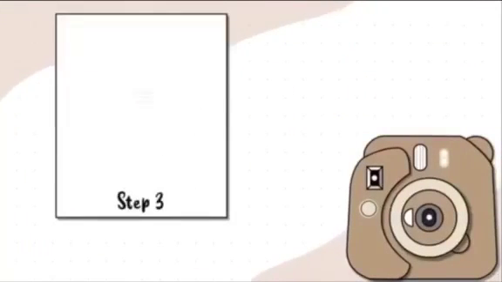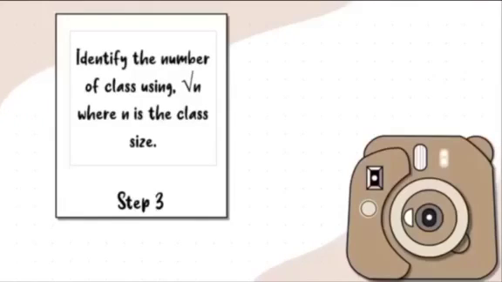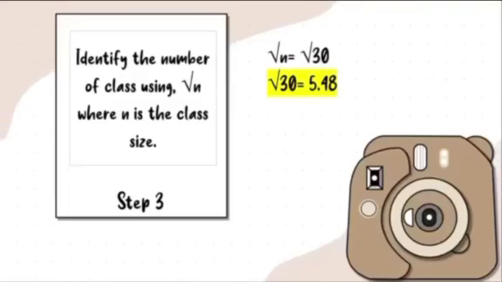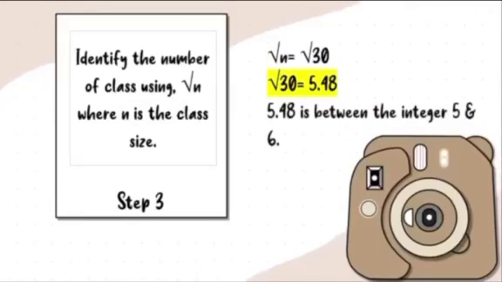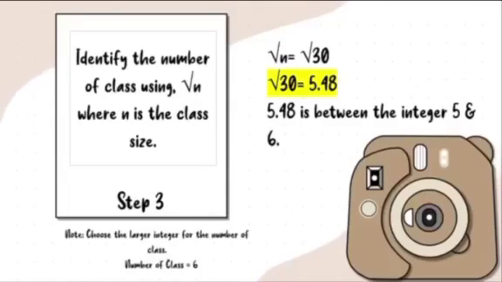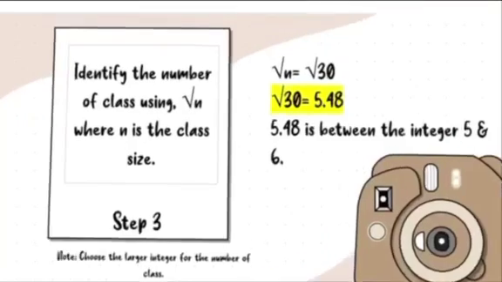Step 3. Identify the number of classes using the square root of n, where n is the class size. The square root of n is equal to the square root of 30. So, the square root of 30 is equal to 5.48. So, 5.48 is between the integers 5 and 6. Note, choose the larger integer for the number of classes. The number of classes is equal to 6.